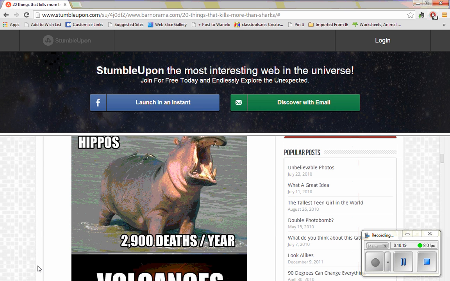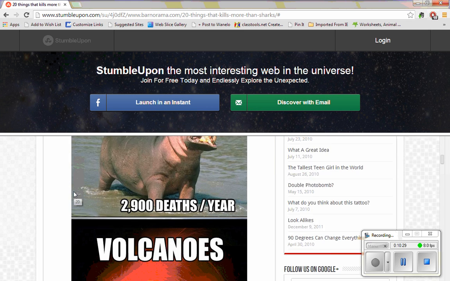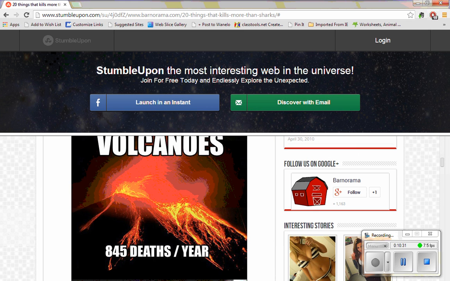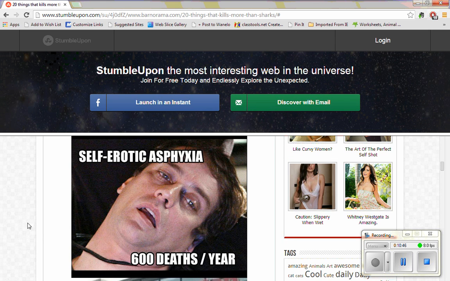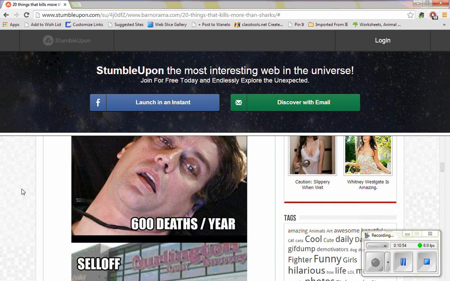Hippos cause about 2,900 deaths per year. So hippos in Africa kill lots of people. Look at those teeth. Those are big teeth. Okay. Hippos are sketchy. Volcanoes cause 845 deaths a year, from eruptions or gases, stuff like that. Oh yeah, this is a good one. People doing weird things while they have sex kills about 600 people a year. Yep. That's messed up.